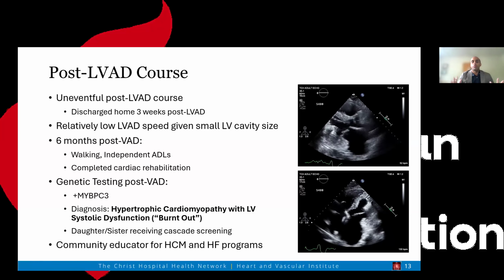It was thought of, but we made it official, of hypertrophic cardiomyopathy with LV dysfunction, or burnt out HCM, and therefore we ended up having cascade testing with genetics for her sister and daughter, as well as the brothers. And since that point, the patient has excelled, and she's become a community educator for HCM and heart failure, really a testament to what can happen when you treat heart failure that hasn't been treated for a significant period previously.